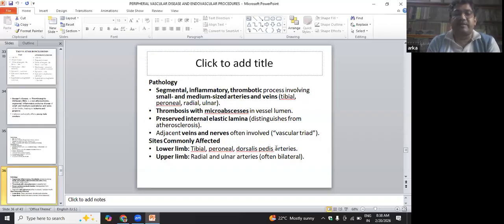That is known as the vascular triad. Sites commonly affected are, in the lower limb, tibial, peroneal, and dorsalis pedis arteries, and in the upper limb, radial and ulnar arteries. And this disease is often bilateral.